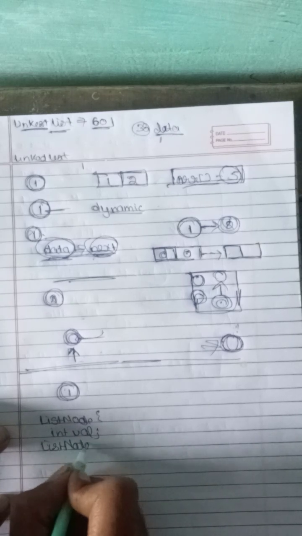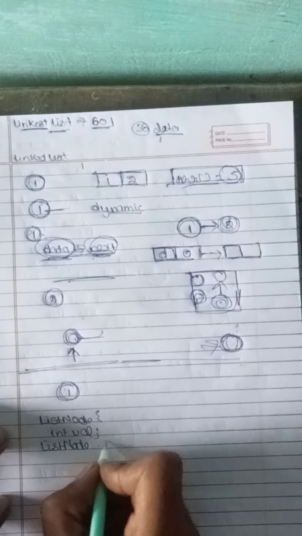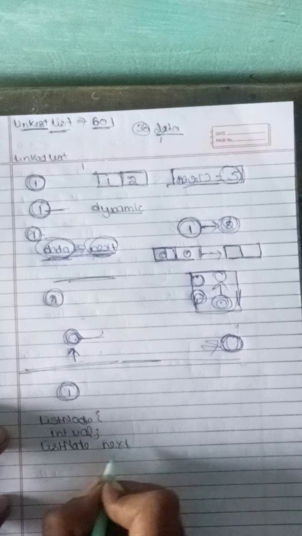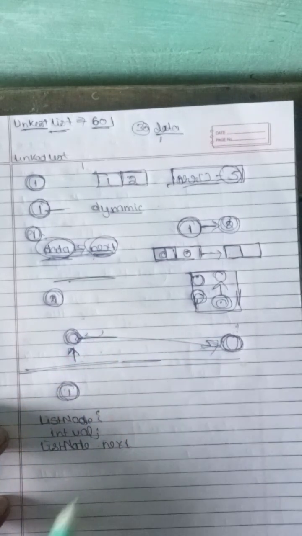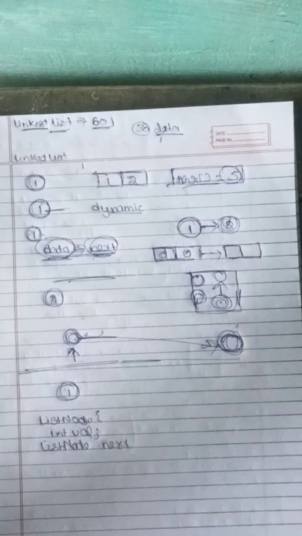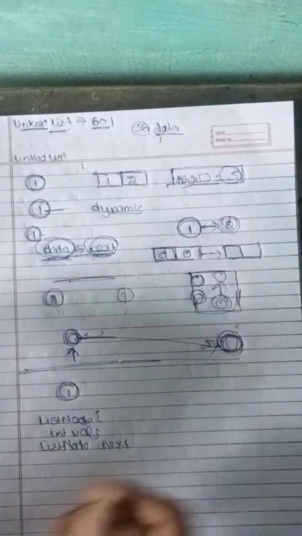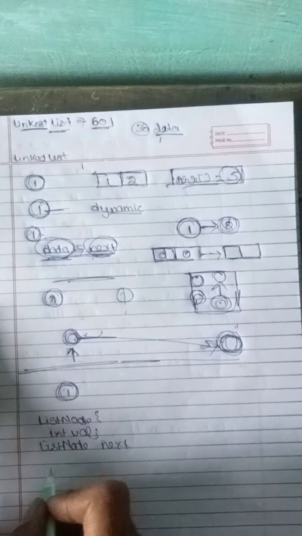You may ask why the first is int and the next is ListNode. Because the next holds the address of another ListNode, so its type is ListNode. The int is not mandatory. Here we are storing 1 2 3, but it can be a string or any object.